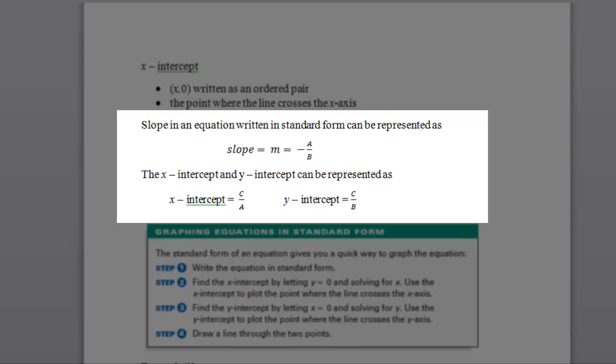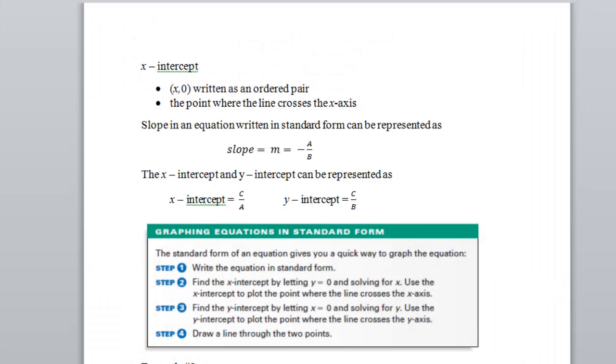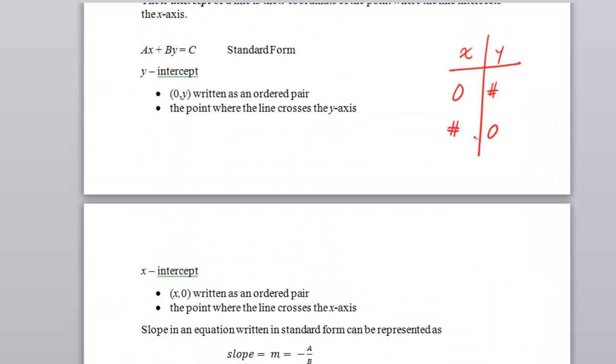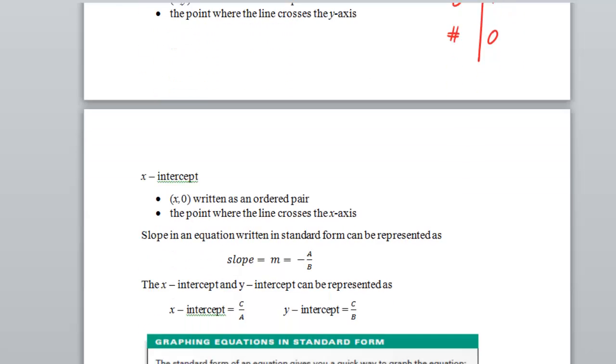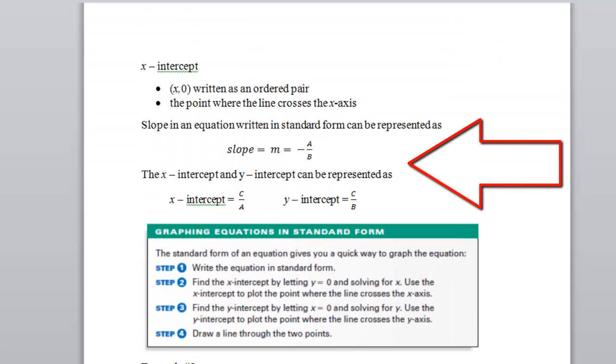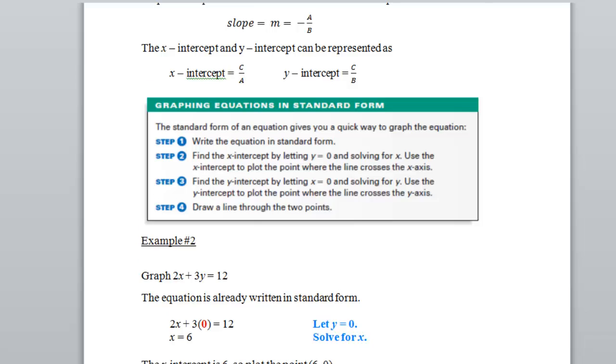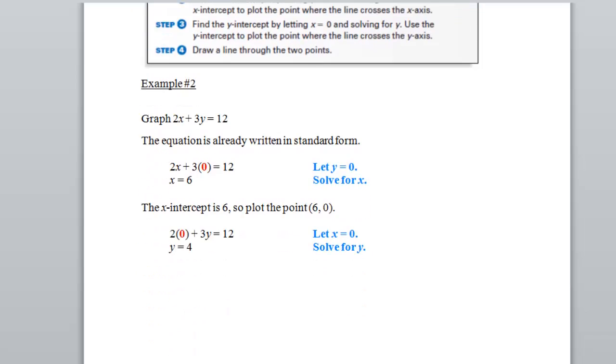So that is going to give us two methods here. We can either use the simple t-chart method of plugging in a 0 for x and y, or we can use the shortcut method of finding the slope, the x-intercept, and or the y-intercept. Let's look at an example here.